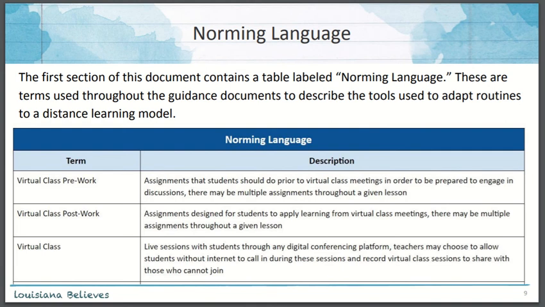Following the guidance overview is a section called Norming Language. This introduces teachers to the ways in which inquiryHub has been adapted to a remote learning environment, including specific ideas for addressing equitability for students without internet. Some of the work in each unit is designed to be done asynchronously before or after virtual classes, and some will be addressed in a synchronous class setting.